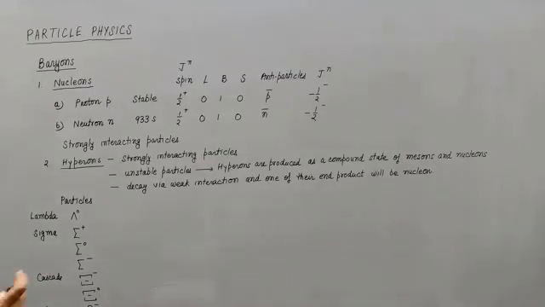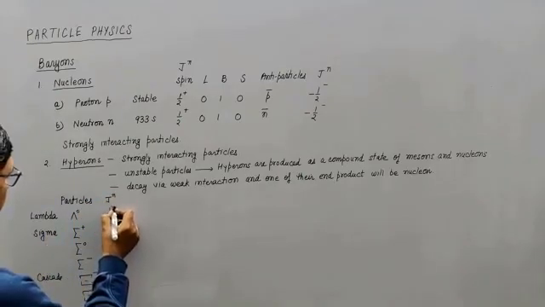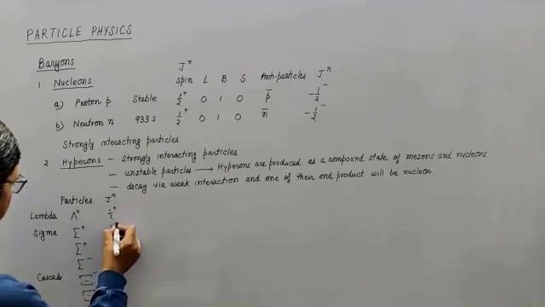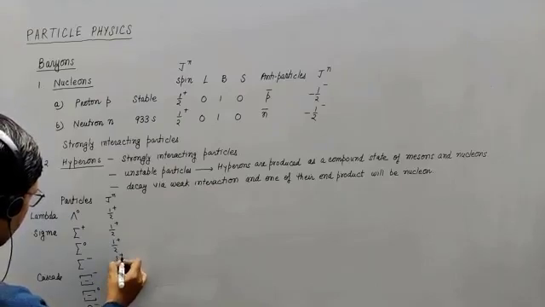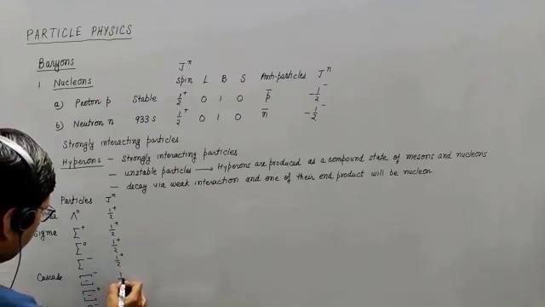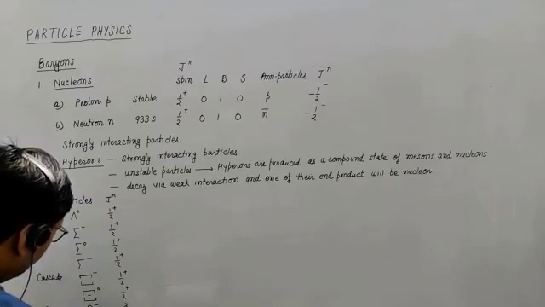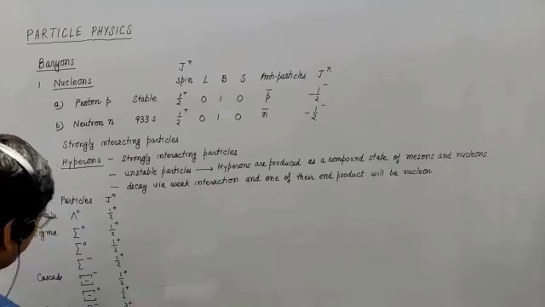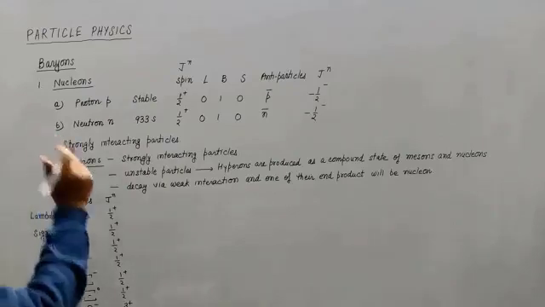As far as spin and parity is concerned, J pi, their spin is half plus, this is half plus, this is half plus, this is half plus, and this is half plus. Only for this omega minus, this is 3/2 plus. So parity for these particles is even. These are even parity particles, and spin is half and 3/2. These particles are hyperons, they are baryons.